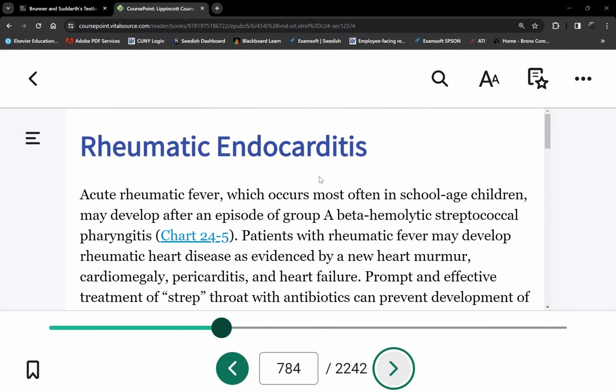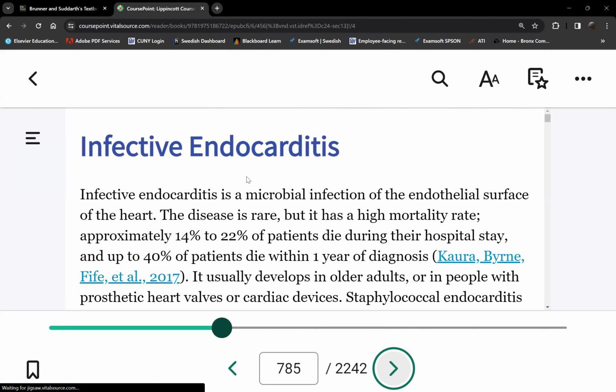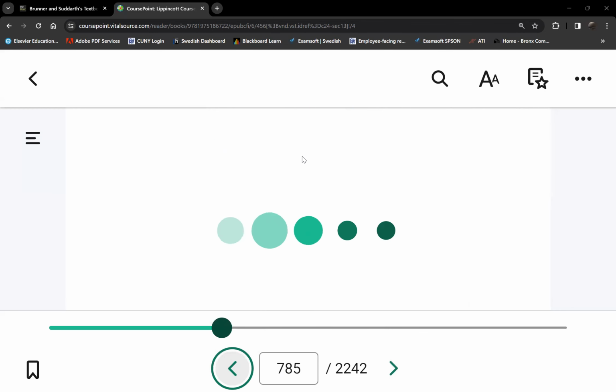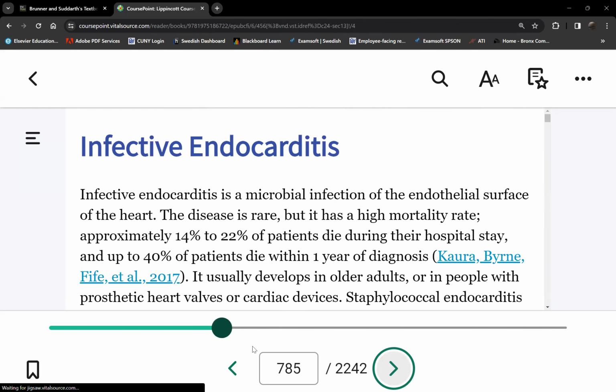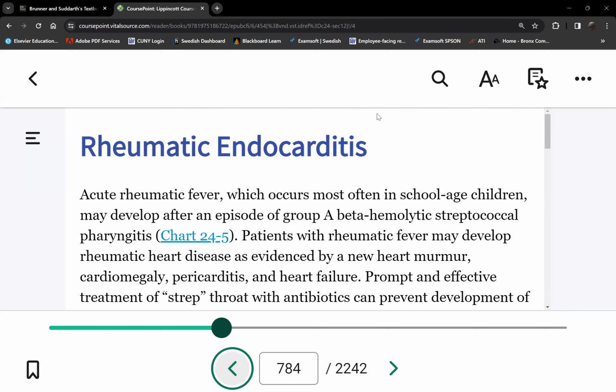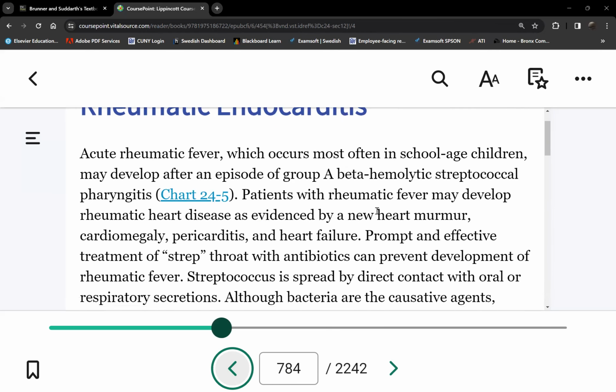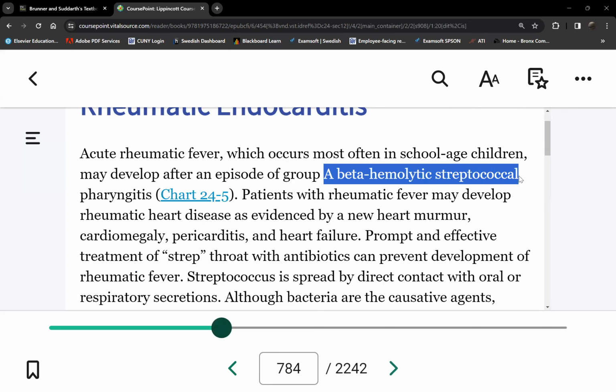So rheumatic endocarditis ends up the same as infectious endocarditis, which is on the next page here, infective. But let's discuss briefly what is rheumatic endocarditis. What's the difference between rheumatic and infective endocarditis? It's really the cause. In rheumatic endocarditis, we call it rheumatic because this results from rheumatic fever. Now, how do you get rheumatic fever? What are common examples of a group A beta hemolytic streptococcal infection? Strep throat. Okay.